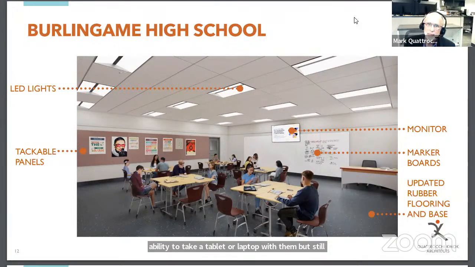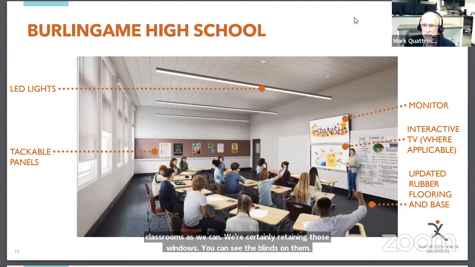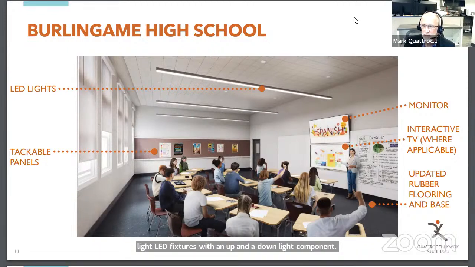Next, please. Then this is the lovely neoclassical building, with the beautiful wood windows on the left. We're retaining as much of the trim in the classrooms as we can. We're certainly retaining those windows. You can see the blinds on them. Look at the ceiling. Instead of a suspended ceiling, they're acoustical tiles, and we're replacing them with all new. And then you see the pendant light fixtures, unlike the previous one I've shown you. These are simple, long LED fixtures with an up and a down light component, which do a wonderful job of washing the ceiling and providing light.